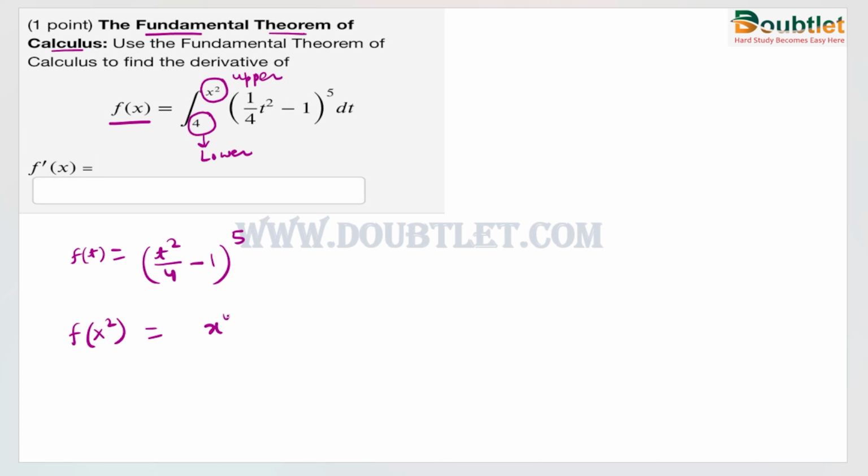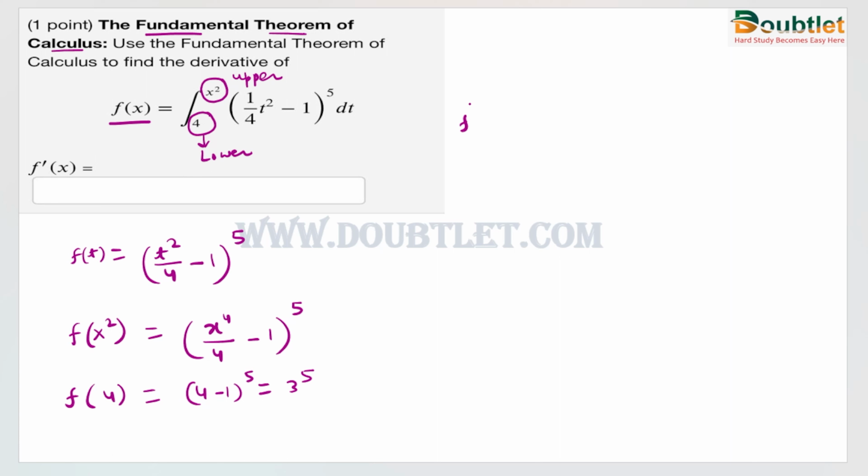So we can write this as (x to the power 4 divided by 4 minus 1) to the power 5. And then we replace t by the lower limit again. So it becomes (4 minus 1) to the power 5, which is 3 to the power 5.